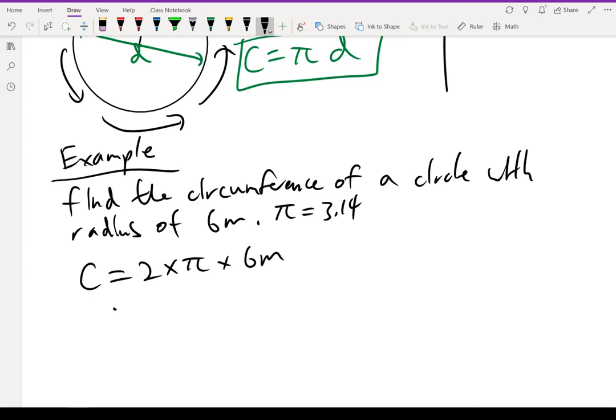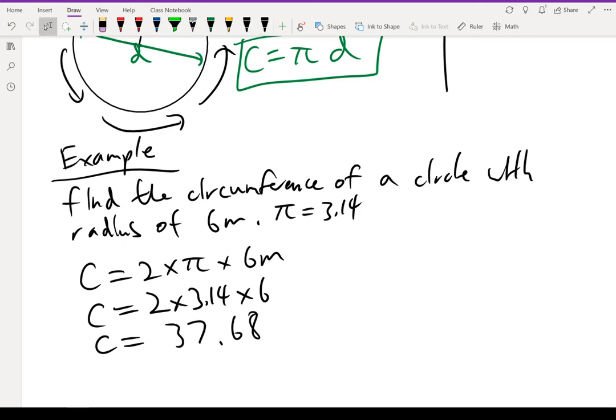Pi is 3.14, so I can substitute that in. 2 times 3.14 times 6 meters. That is going to give you a circumference. Use a calculator. 2 times 3.14 times 6, 37.68 meters. So that's fairly simple.